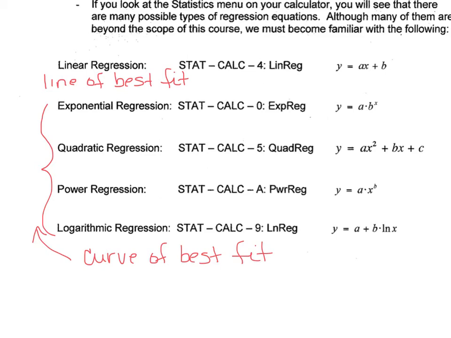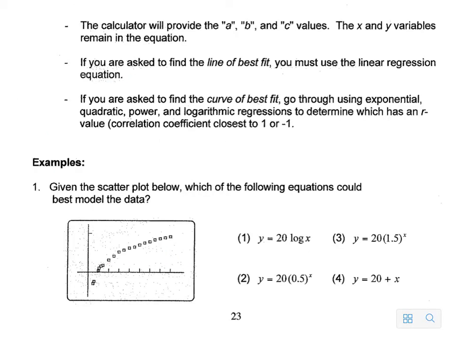Well, for me, it's the next page. For you, you look below this. So again, it tells you how the A, B, and C values will be provided, and X and Y are always constant. And it says exactly what I just said. If it's line of best fit, you're always doing the linear. If it's curve of best fit, then your choice is exponential, quadratic, power, or log.